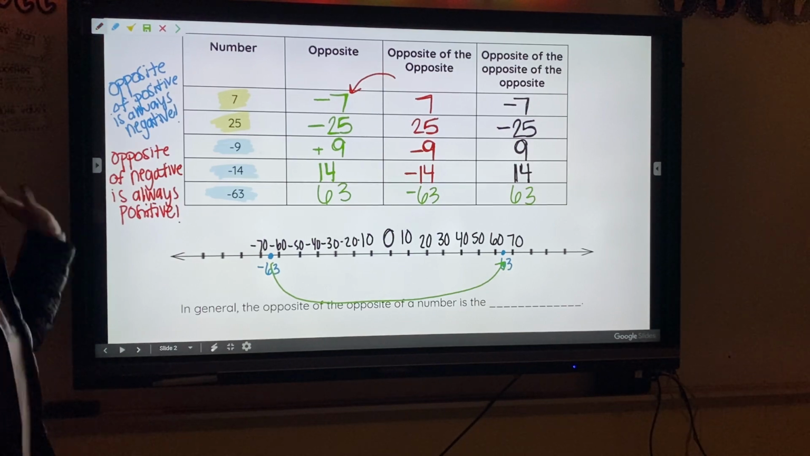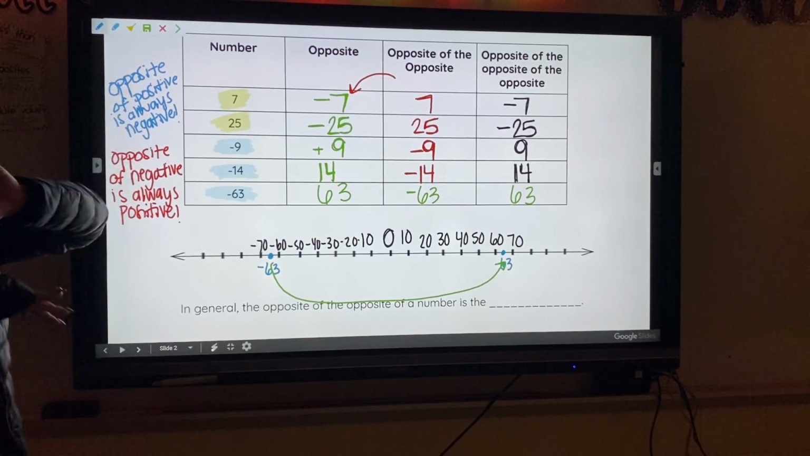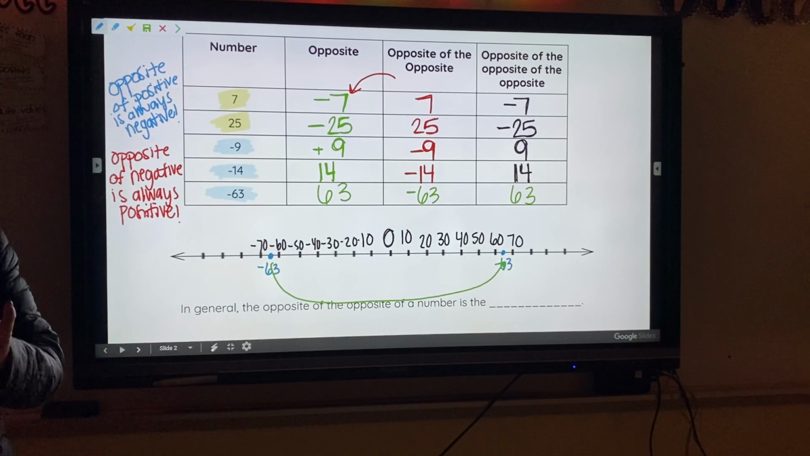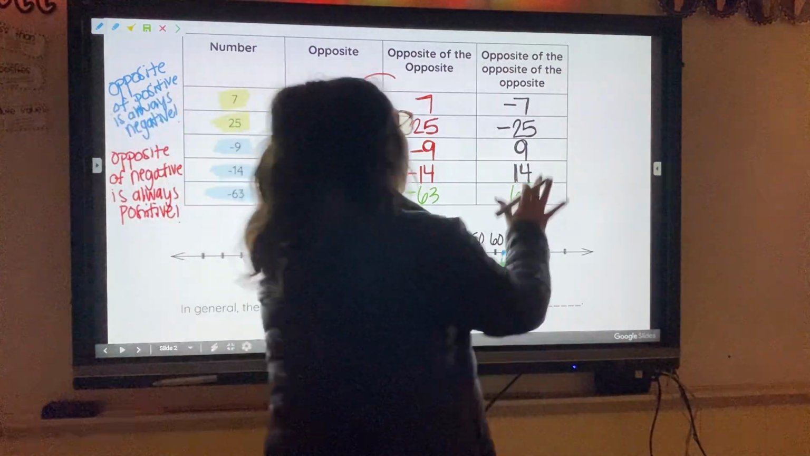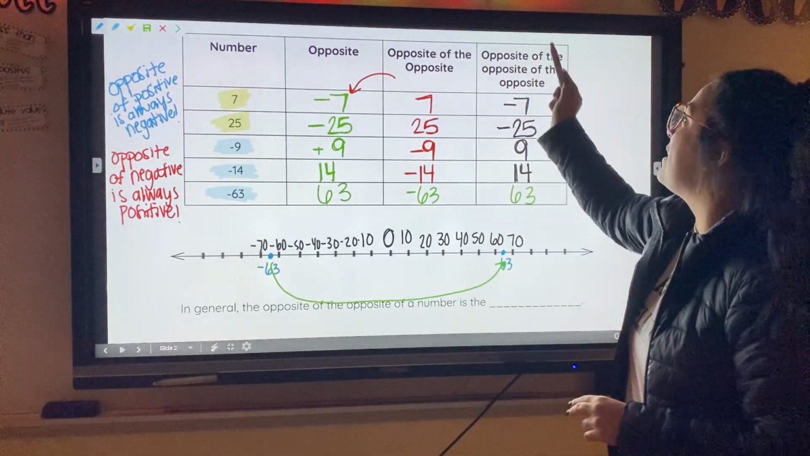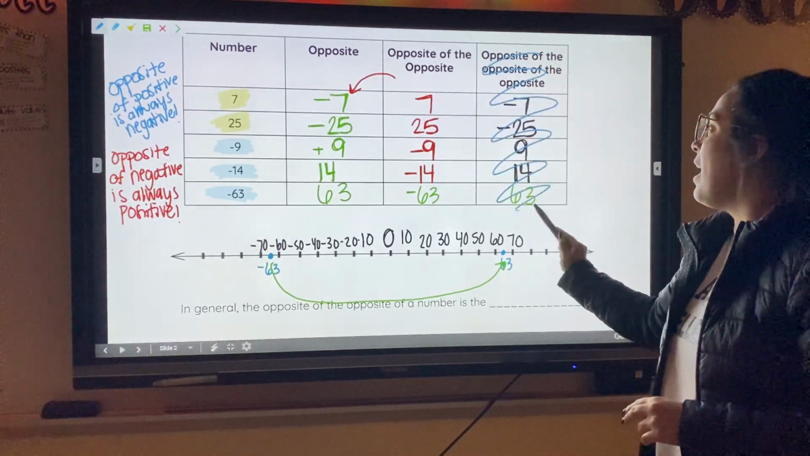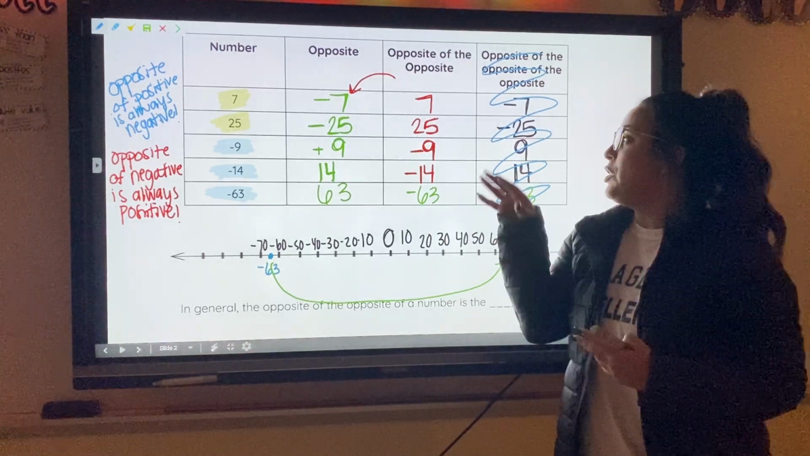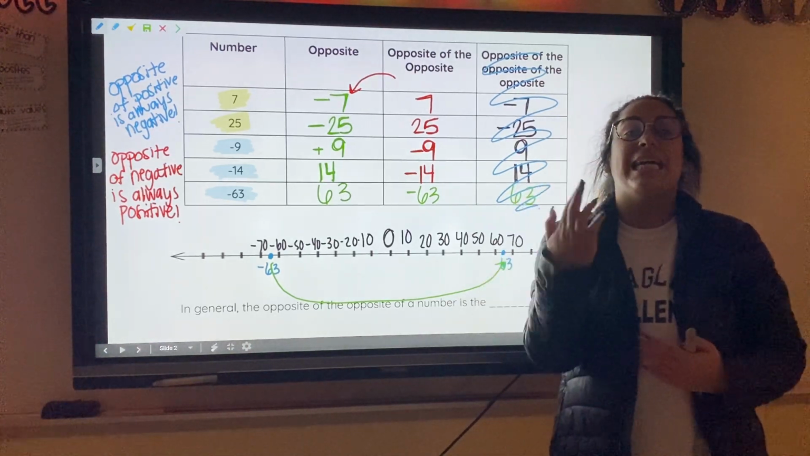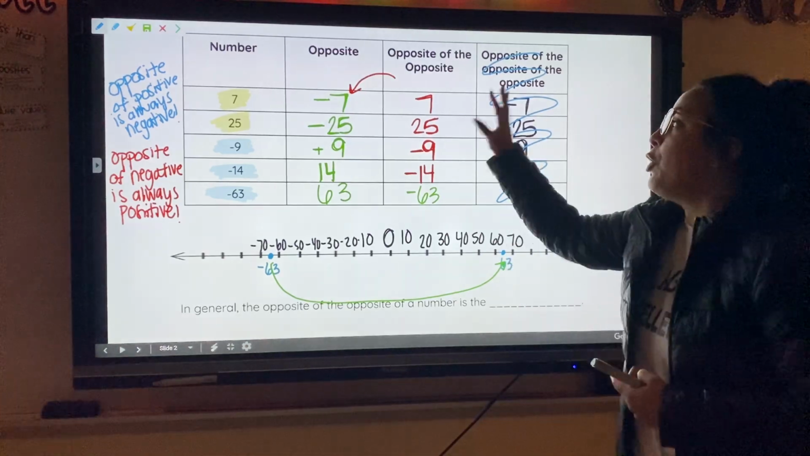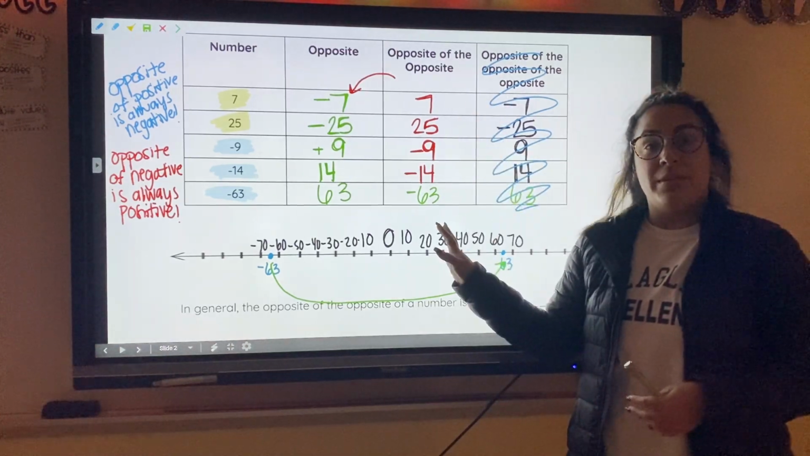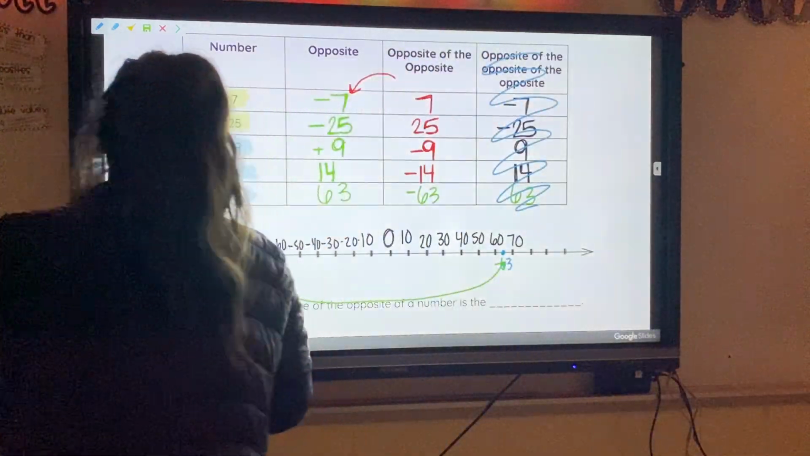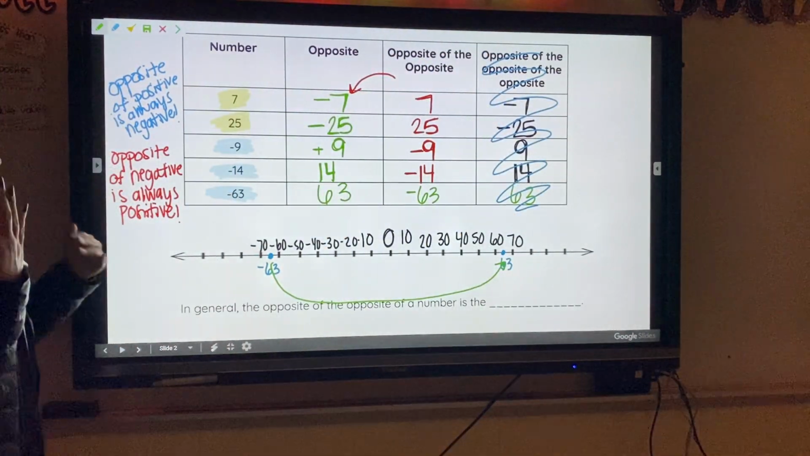Now, I'm going to be completely honest with you. On a test or an activity, you're not going to have this last column. You're not going to see this right here. I'm not going to ask you for the opposite of the opposite of the opposite. This was just so y'all can see that that does exist. But you will be asked to find the opposite of the opposite. So a little trick or a little tip to remember that.